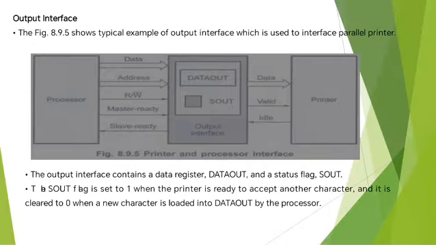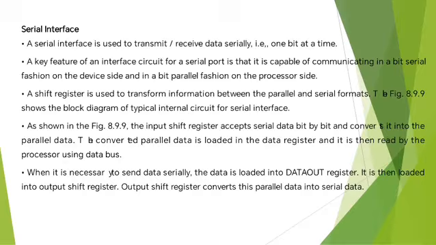Output interface. This is the output interface. Here we have the processor, and from the processor we see how data is given to the printer. We have the data bus, address bus, read and write, master ready as well as slave ready, and data out. With the help of the data out, everything will be given to the printer. Then it will be printed.